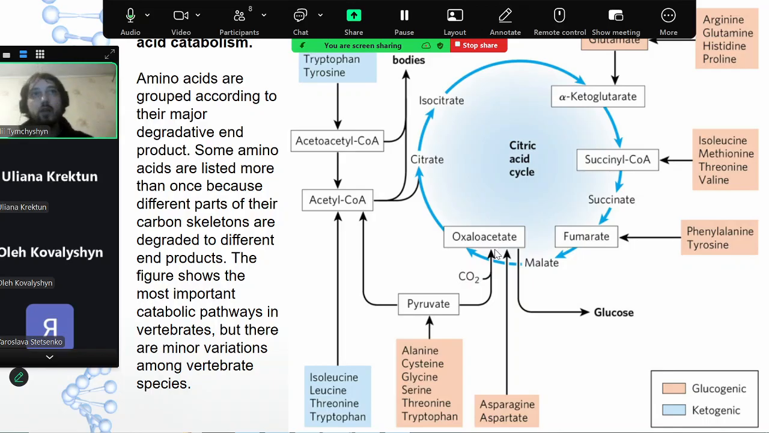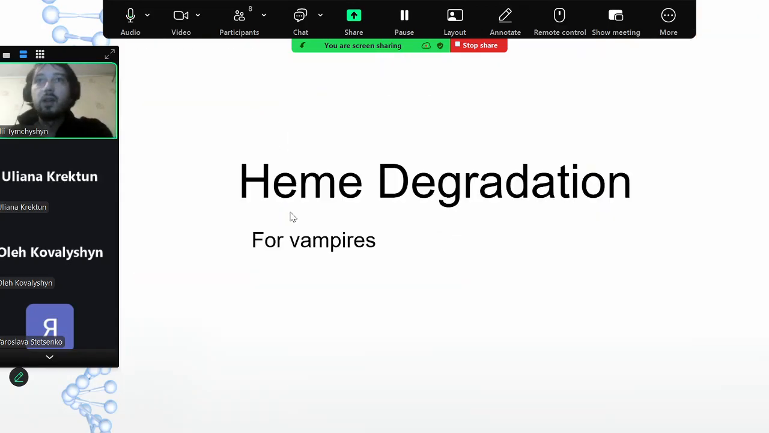You might want to think about a tricky question for homework. Why can we make glucose again from oxaloacetate, but what's the problem with acetyl-CoA? Why can't we use that to generate new glucose? You may want to think about it.